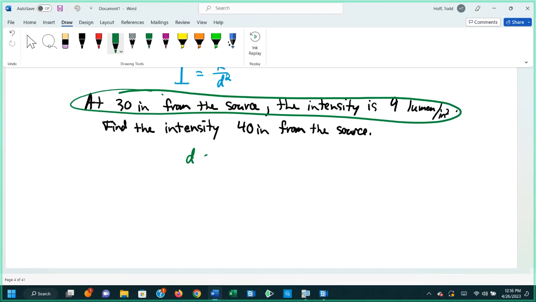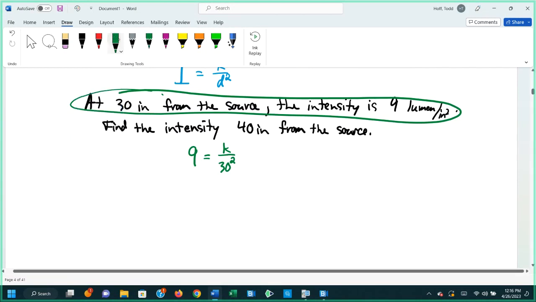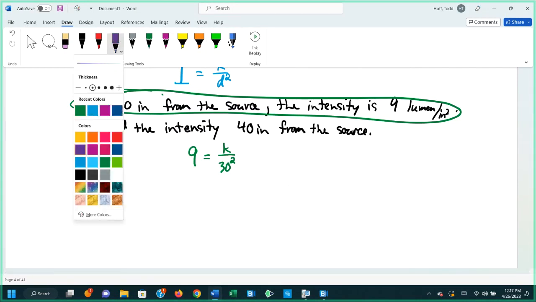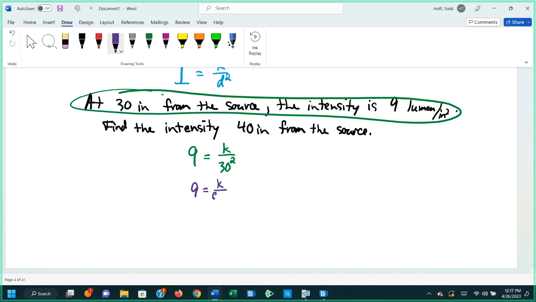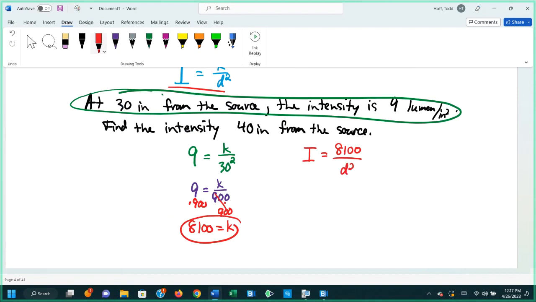So I put 9 in for I equals constant K over, our distance is 30, but remember it's D squared, so it's 30 squared. Now I have an intermediate step here before I solve. I have to square the 30. That'll be 900. Now I multiply by 900. Oops, not divide, multiply. Get K by itself. So I get 8100 equals my constant. So the formula here, the intensity I equals 8,100 over the distance squared.